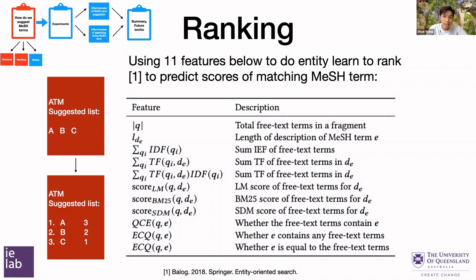By using the entity learning to rank, we aim to get scores of MeSH terms suggested in the test set. So the higher scores correspond to a more suitable term, then we can rank them based on the scores to get a ranked list. Remember, as we have the 3 retrieval methods, ATM, MetaMap, and UMLS, we'll get 3 ranked lists in the MeSH term ranking part.